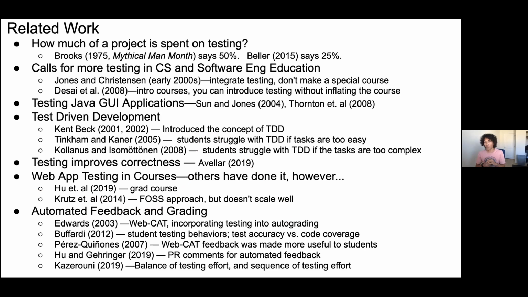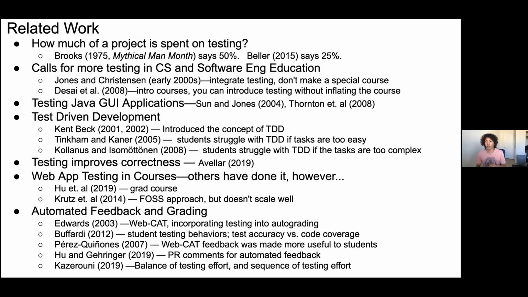Perez Quinones in 2007 demonstrated that WebCat's feedback mechanism could be altered to be made more useful for students. This was done by feeding students hints, but not just for free. You fed students hints in return for having them increase testing coverage on their submissions.